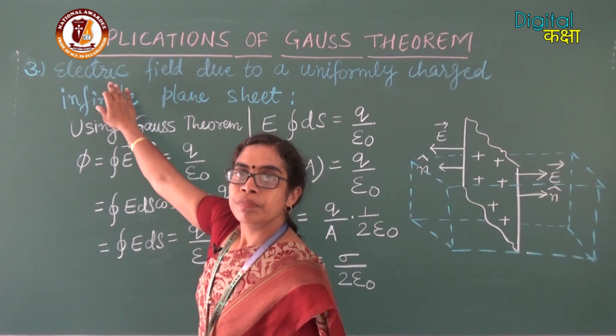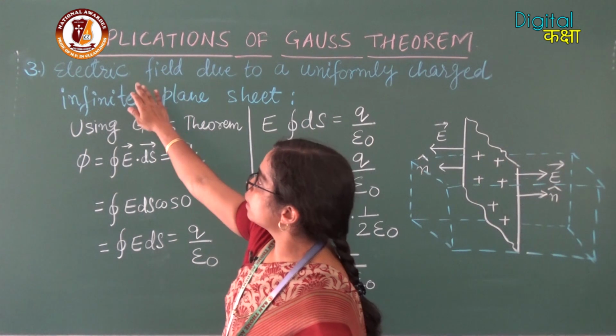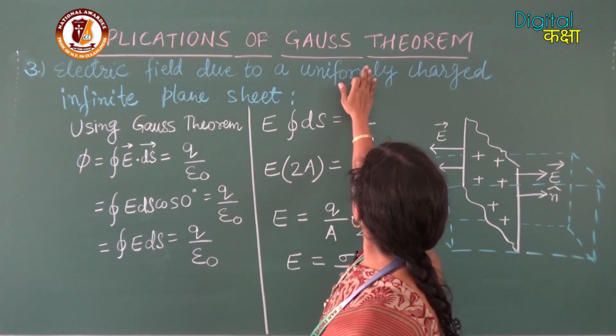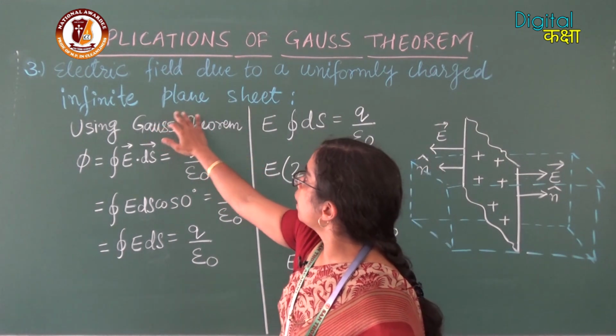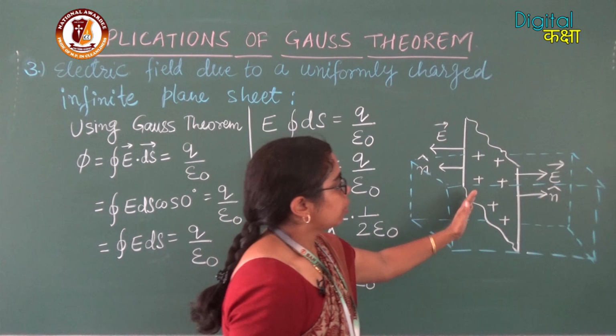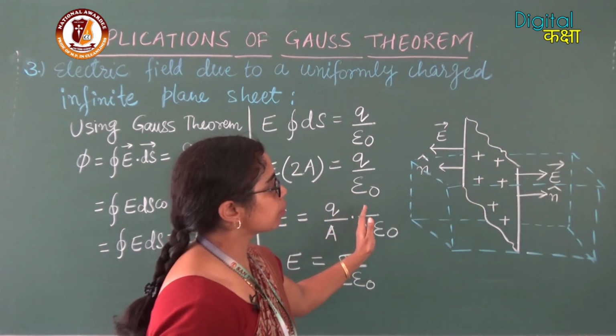Let us see the third application of Gauss theorem, that is to find the electric field due to a uniformly charged infinite plane sheet. In the diagram, this is a plane sheet which is charged with positive charges.